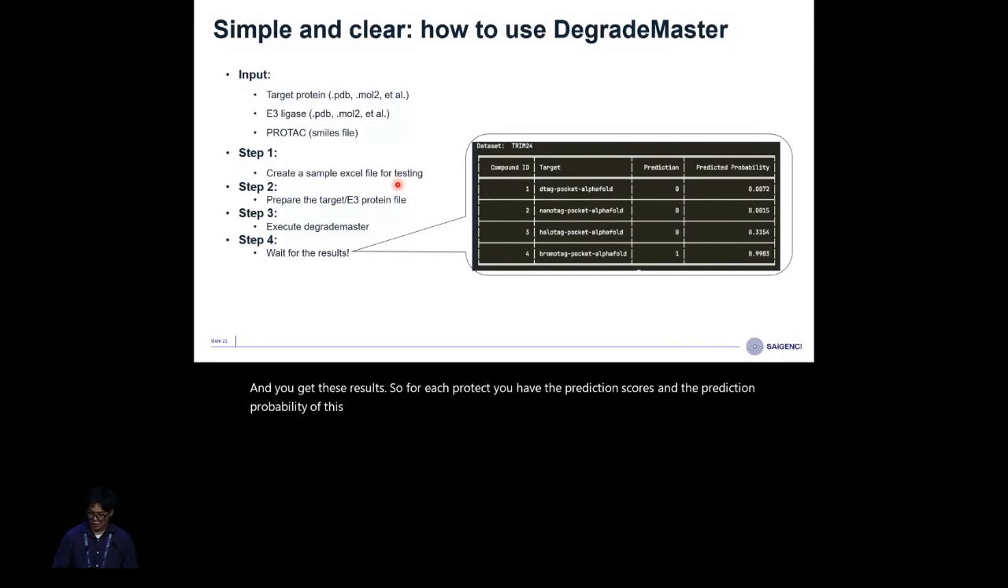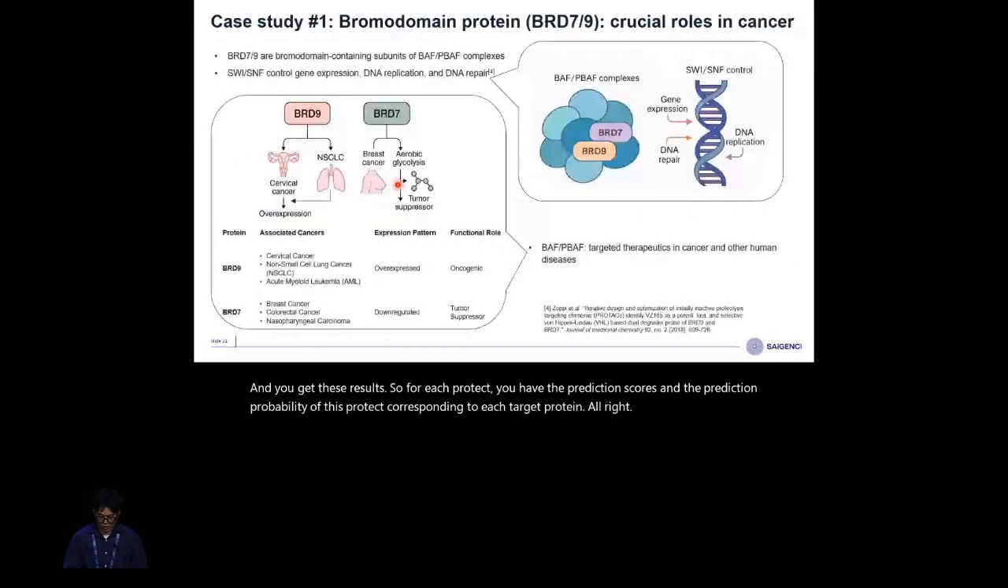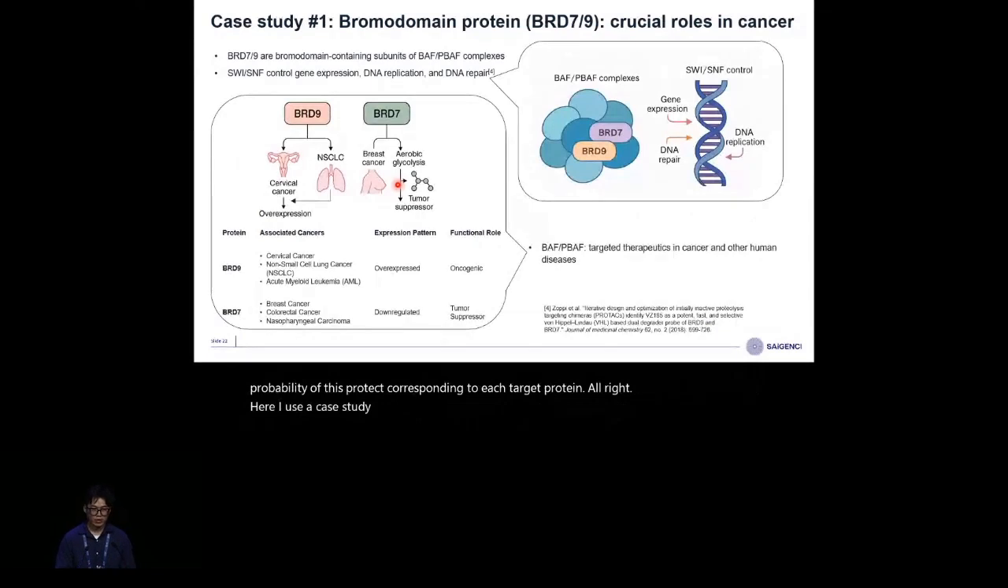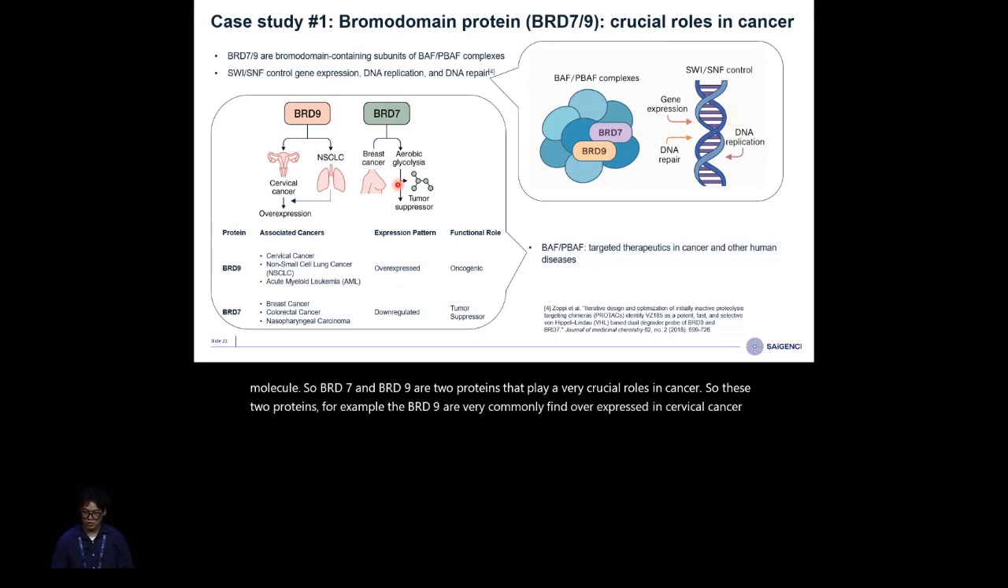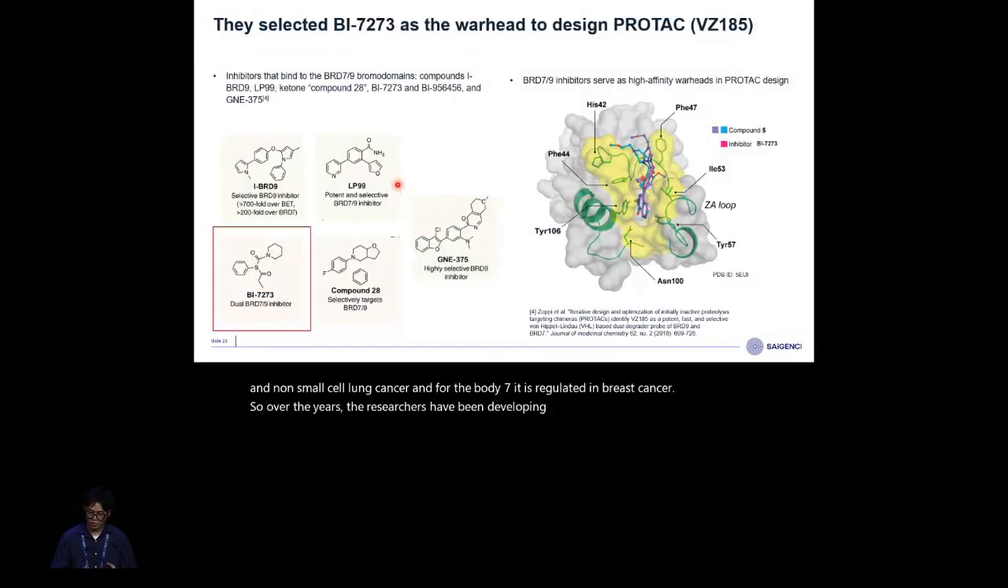All right. Here I use a case study to illustrate how our model can accelerate the design of the PROTAC molecule. So BRD7 and BRD9 are two proteins that play very crucial roles in cancer. For example, BRD9 is very commonly found overexpressed in cervical cancer and non-small cell lung cancer. And BRD7 is downregulated in breast cancer. So over the years, the researchers have been developing PROTACs that can efficiently degrade BRD7 and BRD9.